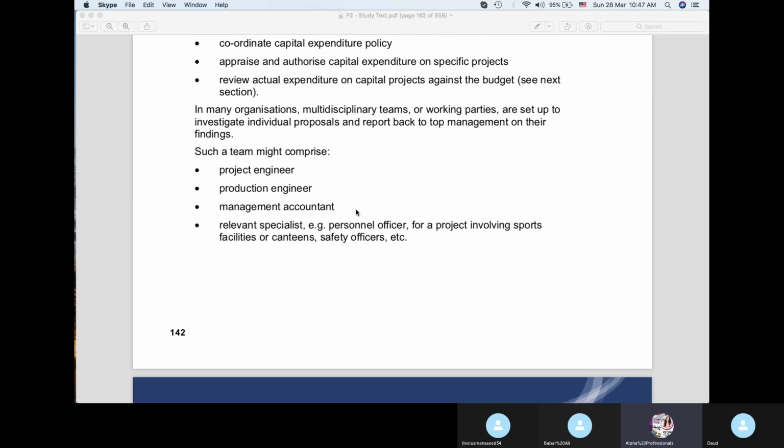In many organizations, multidisciplinary teams or working parties are set up to investigate individual proposals and report back to top management. Here, when teams are involved, we will have to invoke the knowledge that we have learned about management and leadership, and we will also study team building and the different stages of team development. So these things are interrelated. When you are managing a team to carry out a project, you not only take care of the financial side of that project. You will have to look at the human side as well.